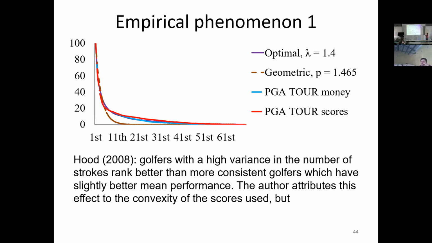But when lambda is more than 1, and here it is rather more than 1, if two athletes have the same mean performance, but one of them has higher variance, then the athlete with higher variance will earn more money because of lambda more than 1.